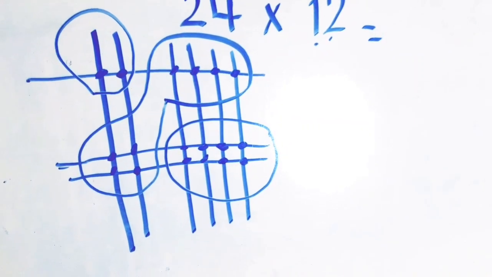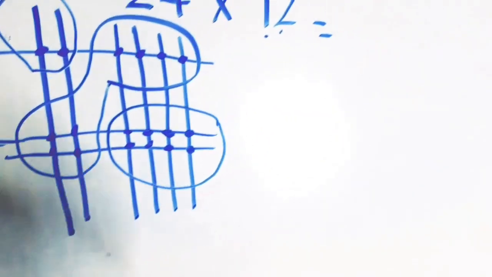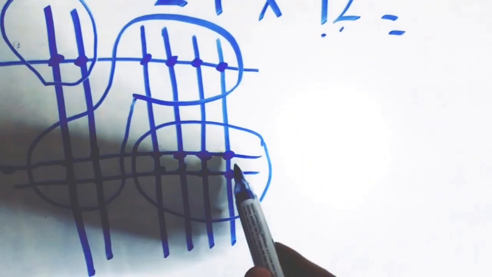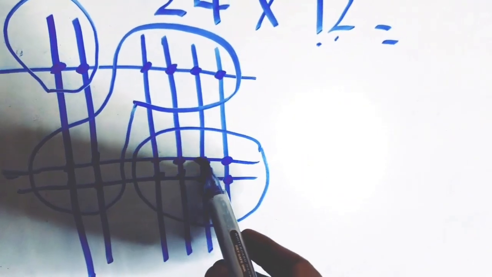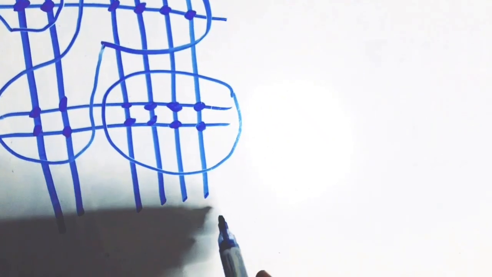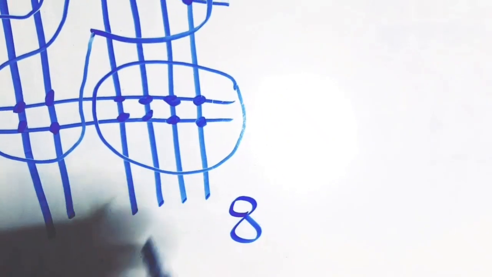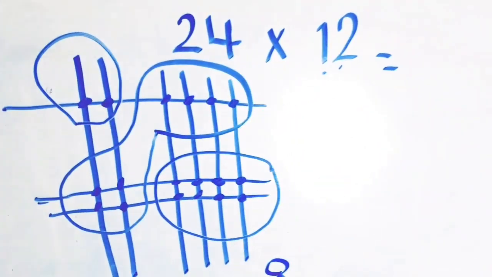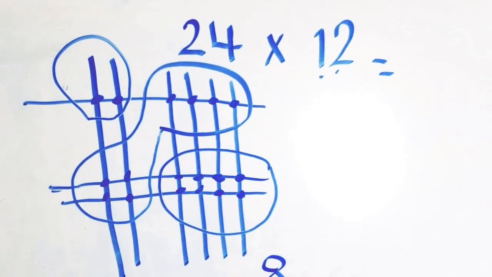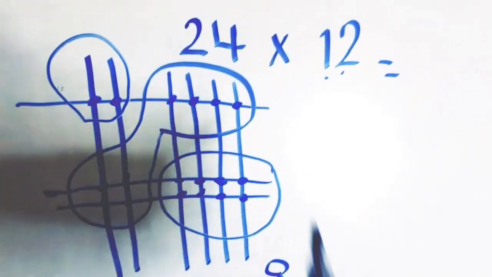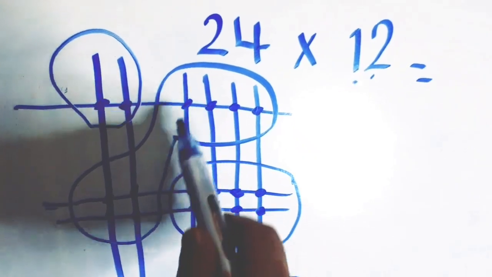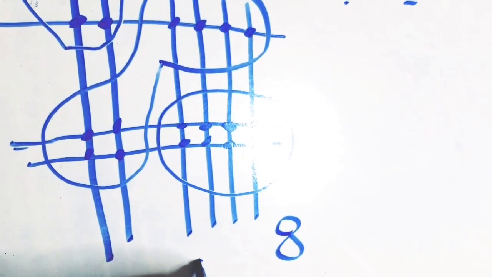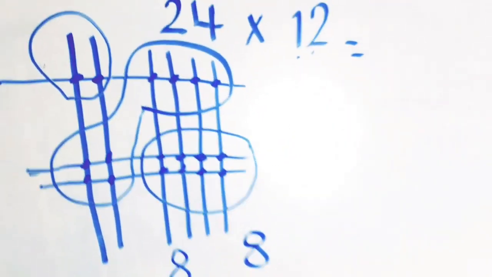Now we must count the dots, beginning from the right bottom side. Count with me. 1, 2, 3, 4, 5, 6, 7, 8. We have here 8 dots. We transfer to the second intersectional zone and count the dots. 1, 2, 3, 4, 5, 6, 7, 8. We have here 8 dots.